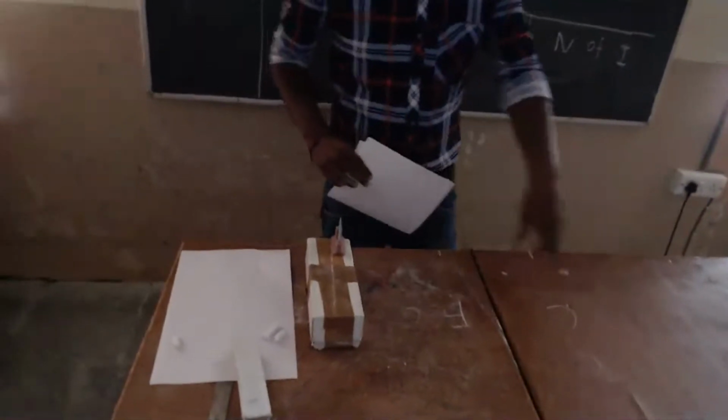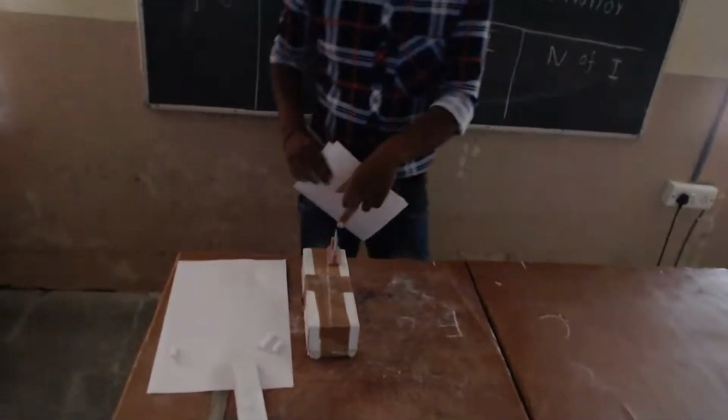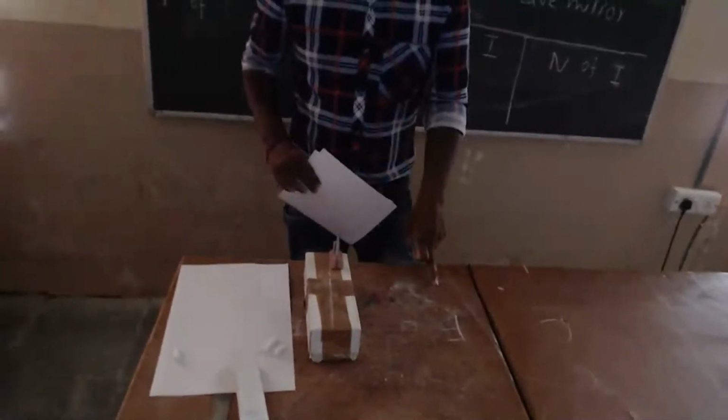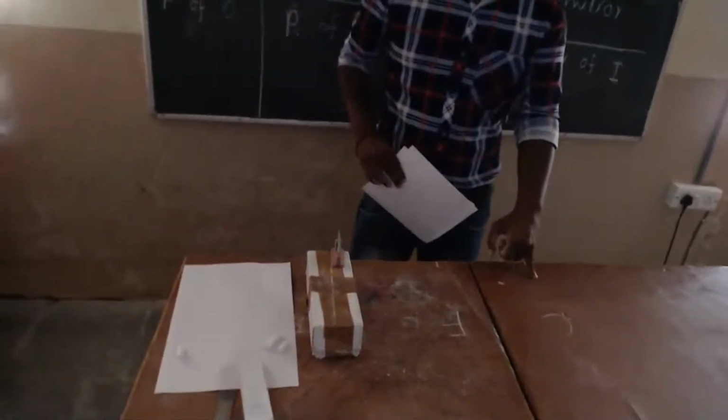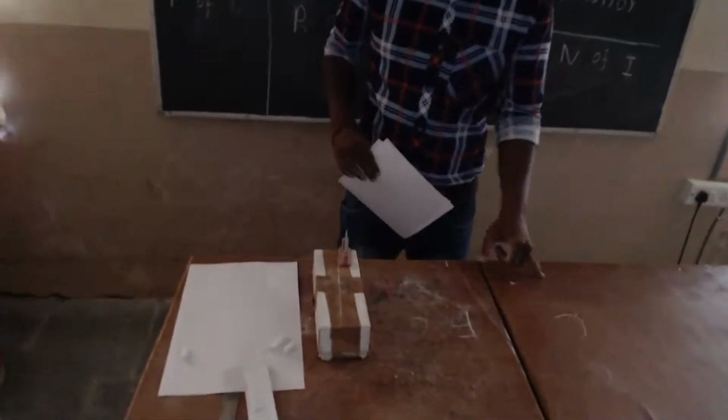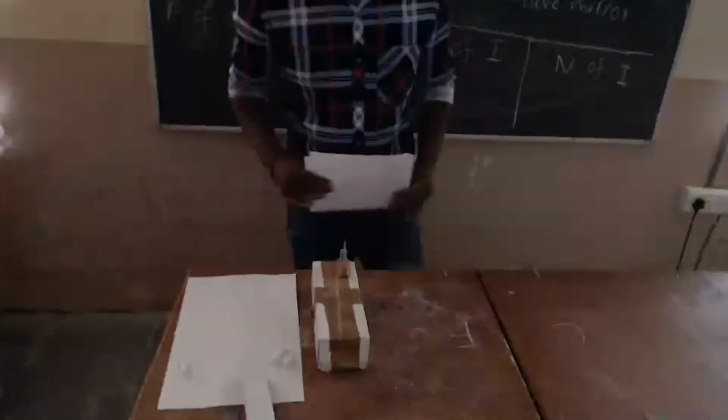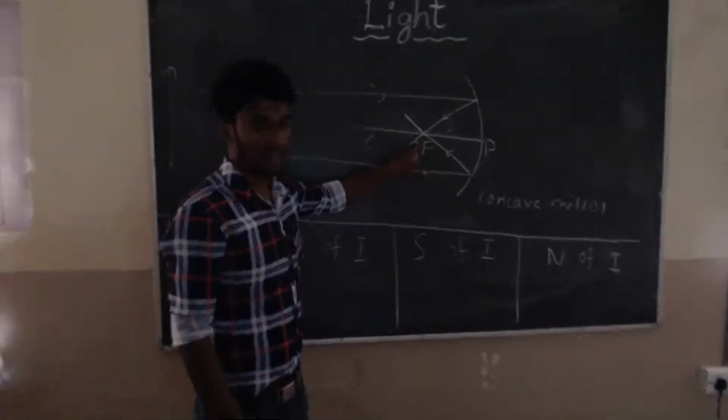See here, I made some arrangements. This is a concave mirror, this is the principal focus and this is the center of curvature. The focal length of this concave mirror is 20 centimeter, and the center of curvature is at 40 centimeter. Now I have kept the object at infinite distance. When you keep the object at infinite distance, where will you get the image? We will get the image at F. See, now this is the principal focus.